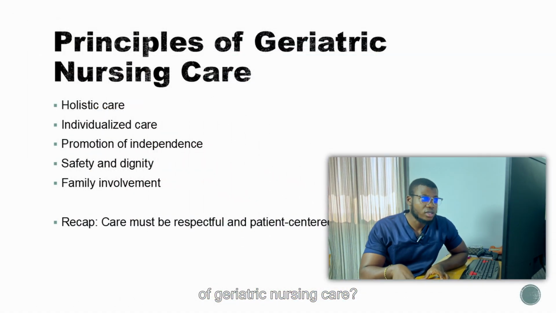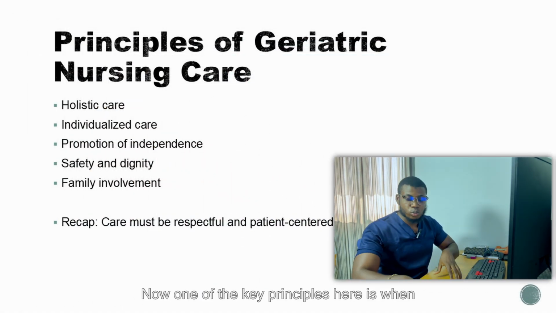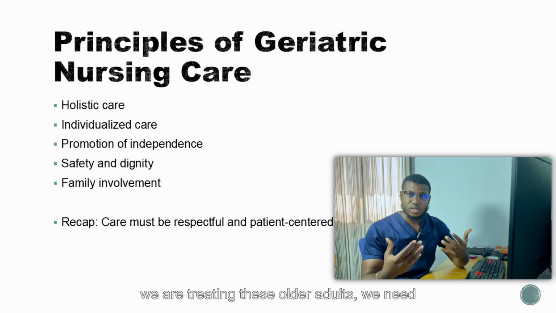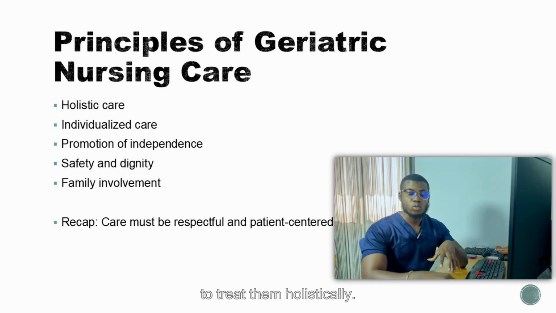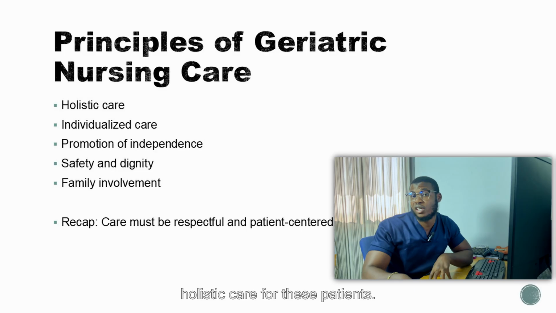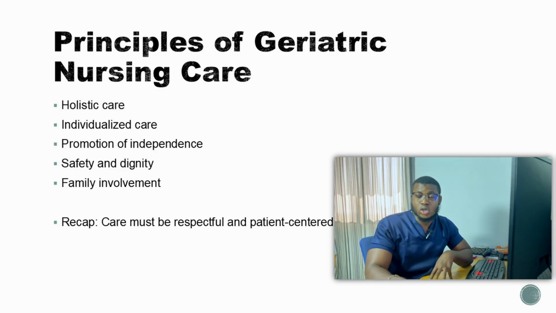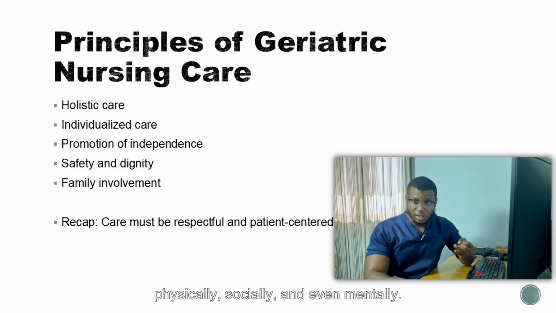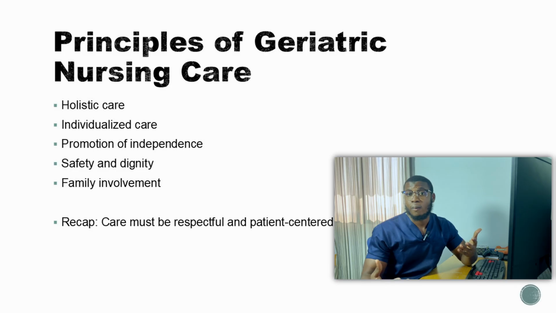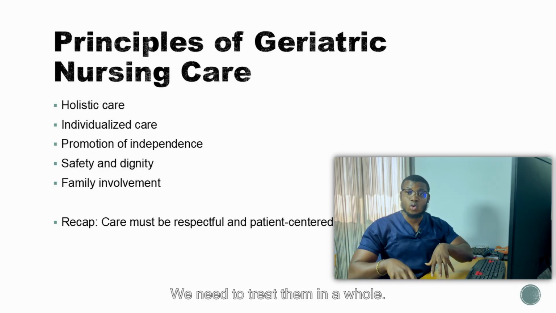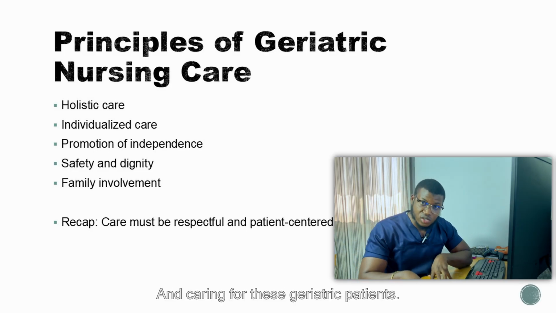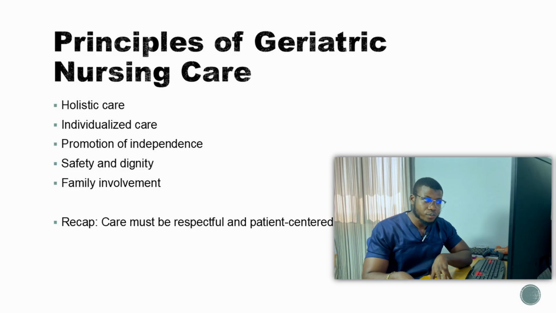What are the principles of geriatric nursing care? One of the key principles is that when we are treating these older adults, we need to treat them holistically. We need to provide holistic care for these patients. We need to look at them psychologically, physically, socially, and even mentally. We need to treat them as a whole when caring for these geriatric patients.